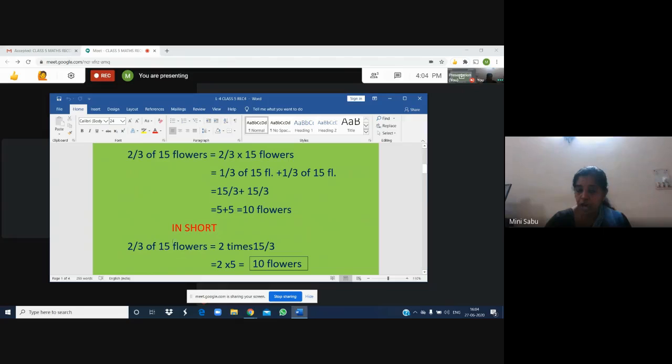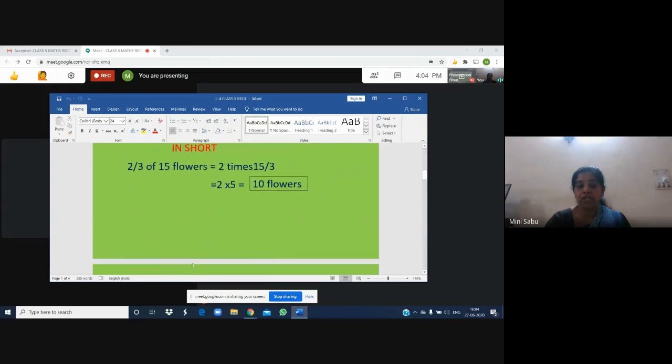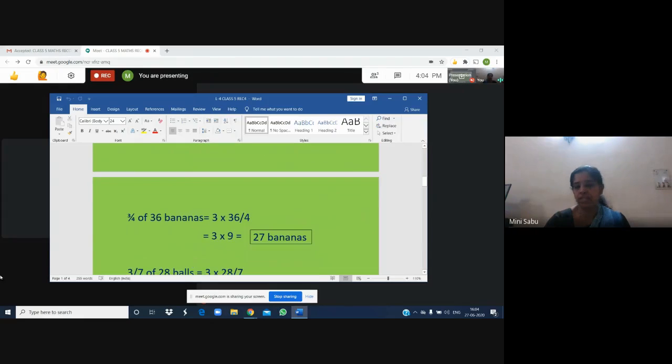That means you have to divide the number of flowers by the denominator. That means 15 divided by 3. You know the answer, 15 divided by 3 is 5. That answer you multiply by the numerator, that is 2. 2 times means 2 into 15 by 3. So 2 into 5 is again 10 flowers. This is the shortcut method. By using the short method, we will solve all these questions now.